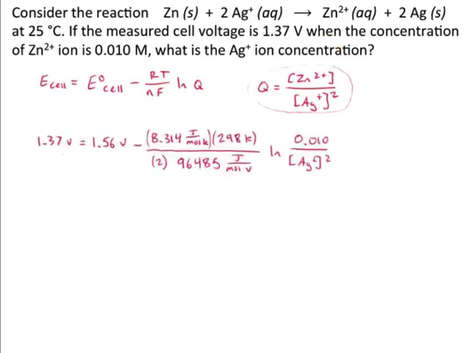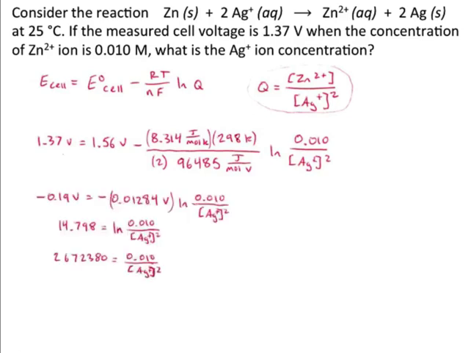Now we go and plug everything in. We measured 1.37 volts. This we just calculated, E naught. Here's all the constants. Number of electrons is equal to 2. And then natural log, and then what's on top? Zinc is on top. We know the concentration of the zinc 2+ ion. And we're just trying to solve for whatever this is. So now it's just a fancy game of solve for x.